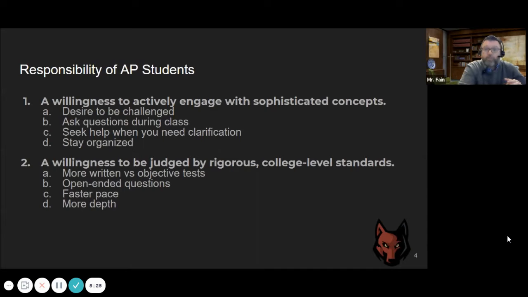Because number two, you're going to notice that the standards are higher because you're taking college level classes. That means the assessments are different. More writing versus multiple choice. More questions that are open-ended or have more than one right answer. The pace is going to be markedly different. It's going to be faster. So if the class is moving faster from topic to topic and you don't ask questions on that topic, you might be left behind. So communication is important.